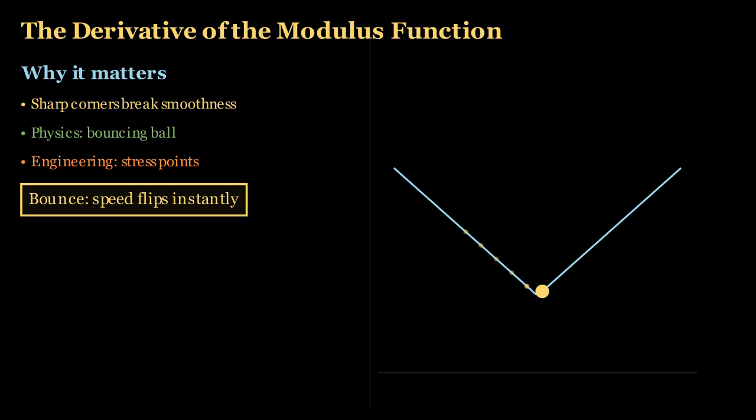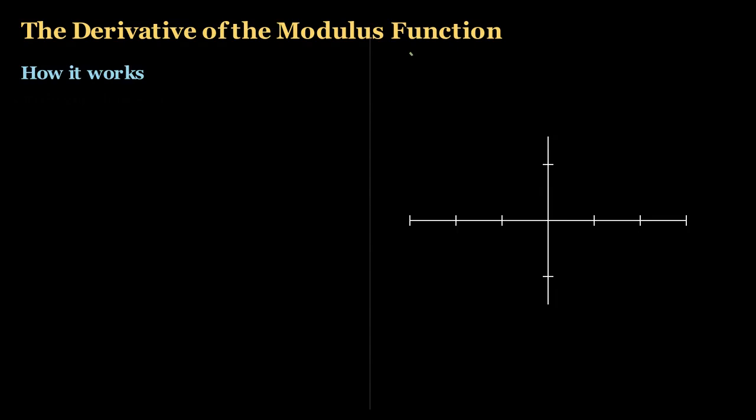Remember the piecewise definition: for x greater than 0, |x| is just x. The graph is a straight line through the origin with a slope of +1. For x less than 0, |x| equals -x. That graph is also a straight line, but it slopes downward, so its slope is -1. Now, what about exactly at x equals 0?